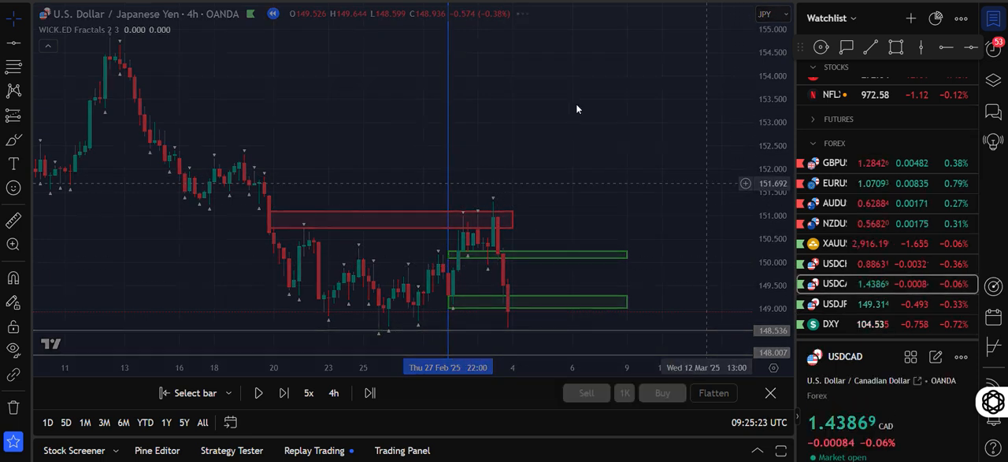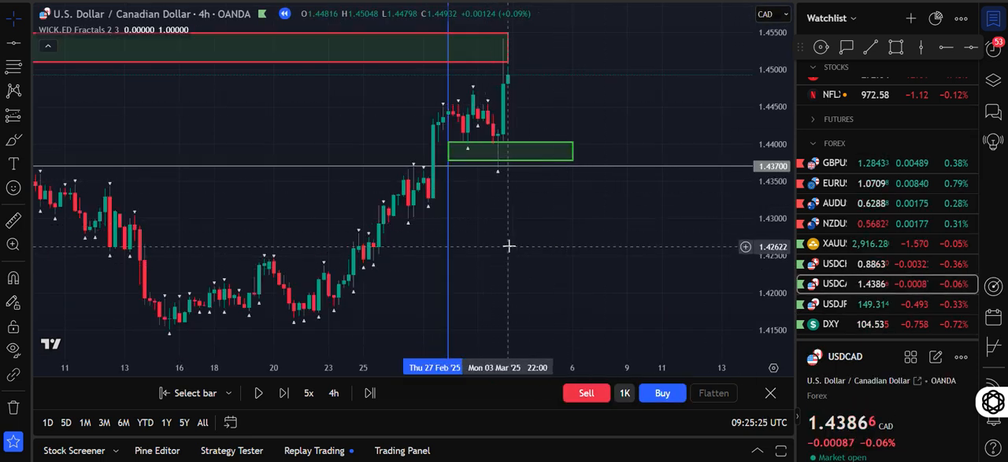Let's move on to USD CAD now. Funnily enough, which is quite strange, this has actually found quite a bit of bullish momentum. As you can see here, it never really broke this area which we did on Monday. Never broke it.